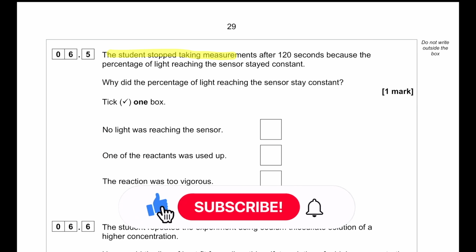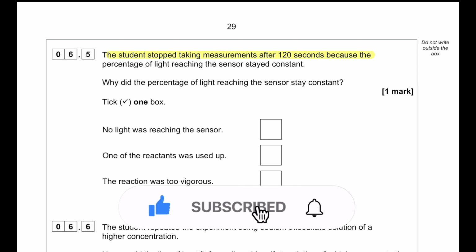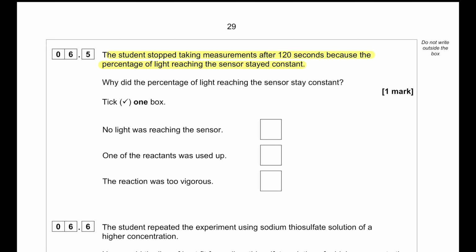The student stopped taking measurements after 120 seconds because the percentage of light reaching the sensor stayed constant. Why did the percentage of light reaching the sensor stay constant? So this indicates that no more new sulfur is being produced and the reaction has stopped. We can say one of the reactants was used up. That means the reaction has stopped.